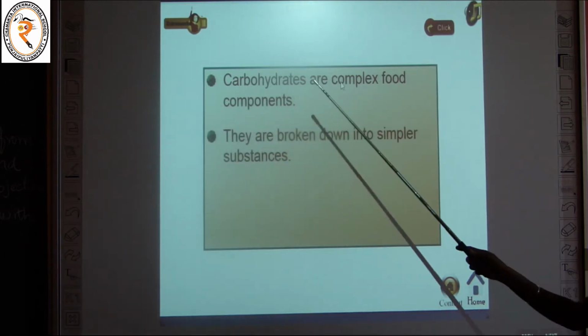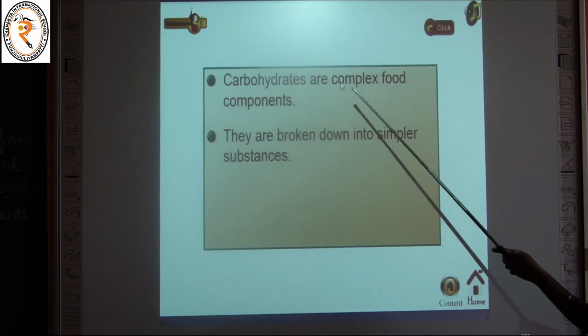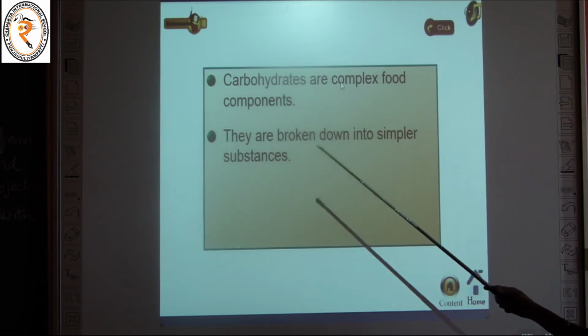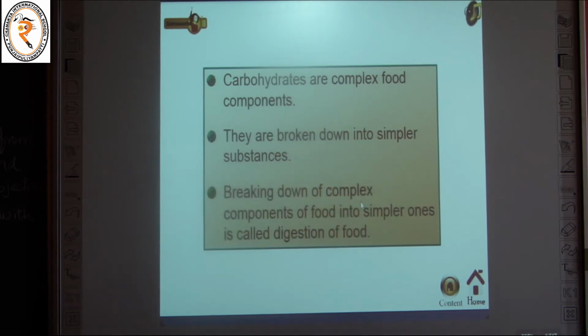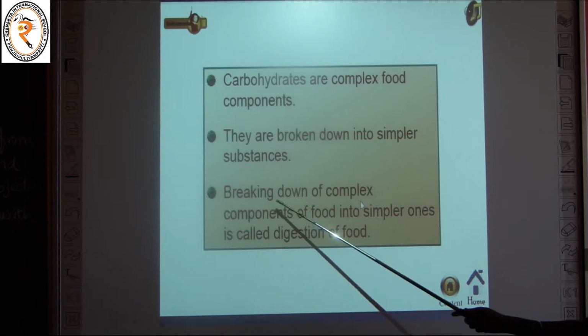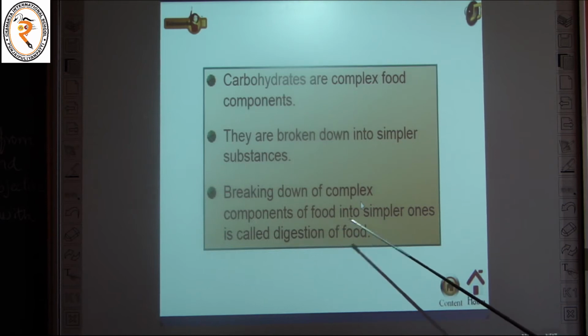What is called carbohydrates? It is one of the main components of food. Carbohydrates are complex food components. They are broken down into simpler substances. A breaking down of complex components of food into simpler ones is called digestion of food. So, what is called digestion of food? A breaking down of complex components like carbohydrates of food into simpler ones is called digestion of food. Make a note. And the next one.